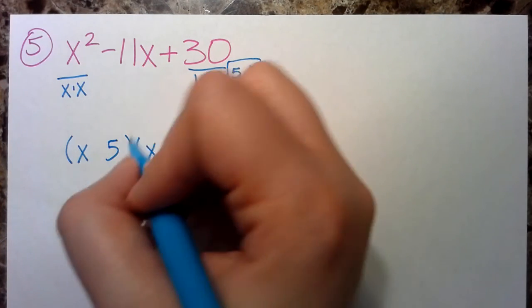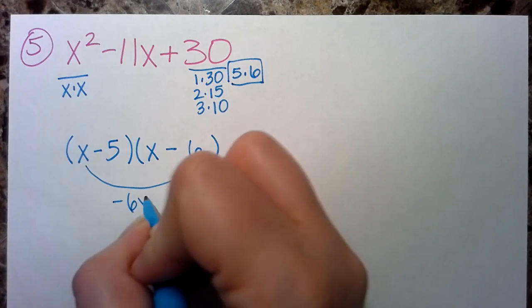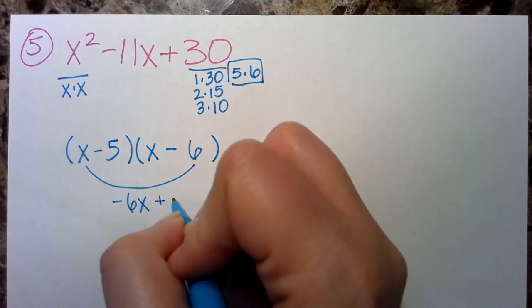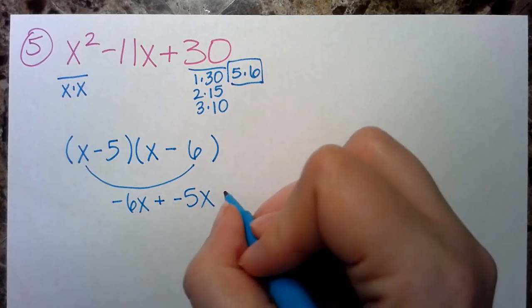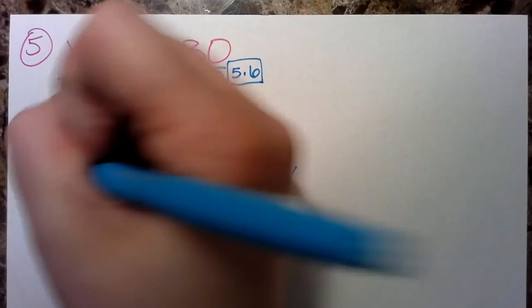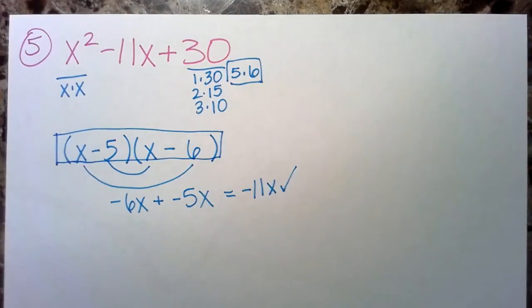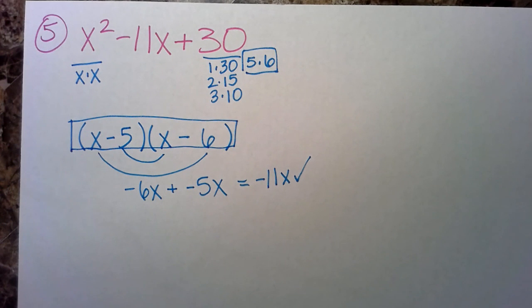I have to get a -11, so I'm going to make these both negative, because -6x plus a -5x is going to get me a -11x. So I'm good to go. So my final answer is x minus 5 times x minus 6.